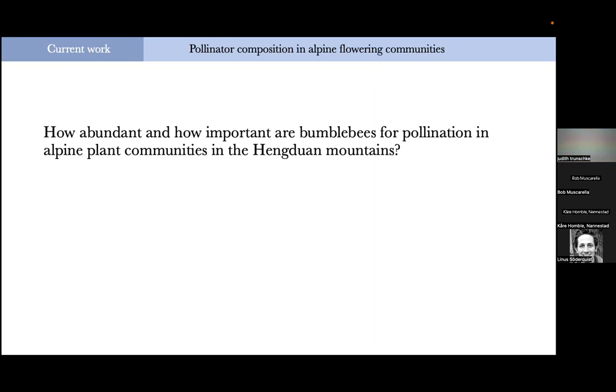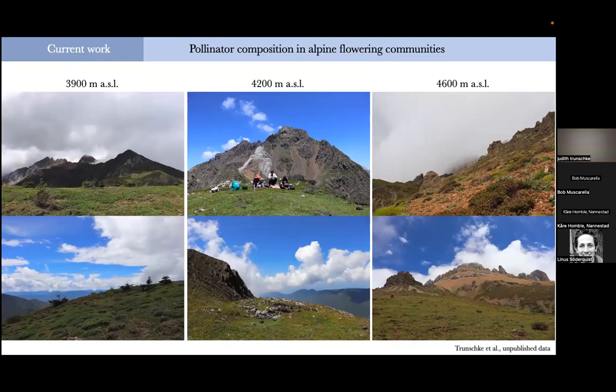And so the first question that we of course then have, which I initiated, is to step a little bit back, not only looking at the Hengduan Mountains, but asking a little more generally: how important are bumblebees in these high elevation environments? So my aim is to look at diverse mountains and these flowering meadows, and how prominent bumblebees are as flower visitors in this area.